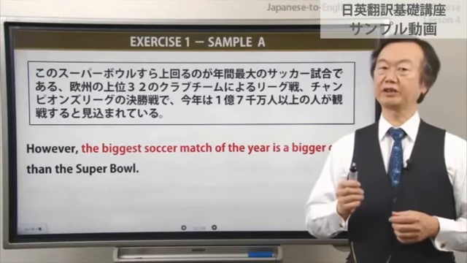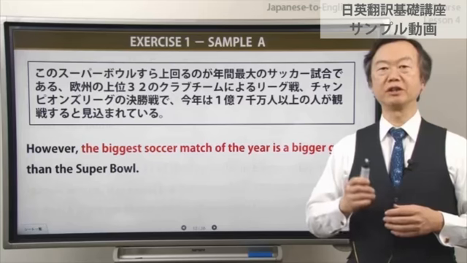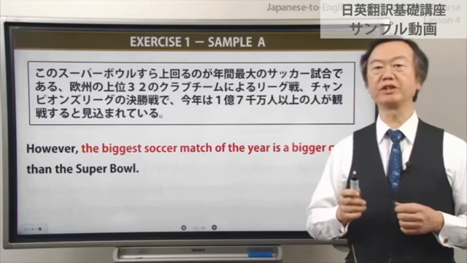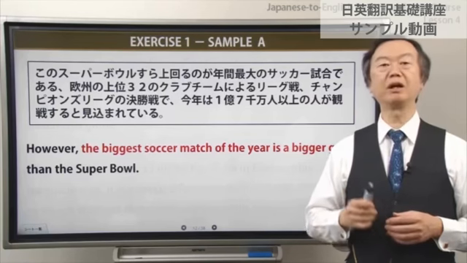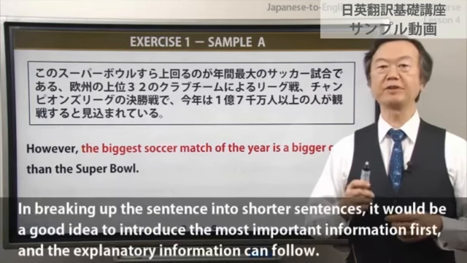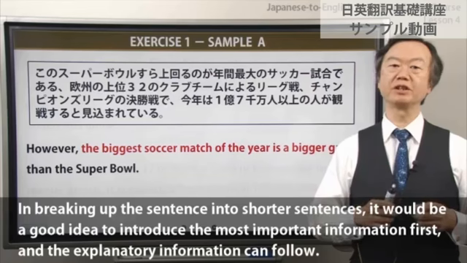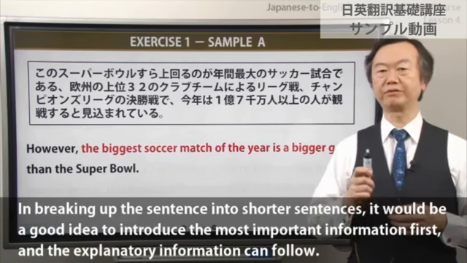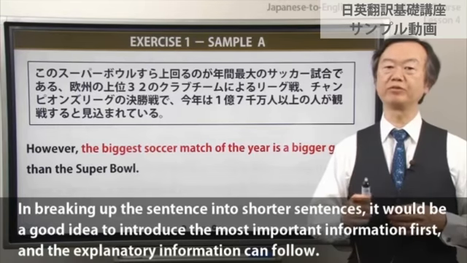As the source text is such a long sentence, it is a good idea to break it up into 2 or 3 shorter sentences for clarity. However, in breaking up the sentence into shorter sentences, it would be a good idea to introduce the most important information first, and the explanatory information can follow.